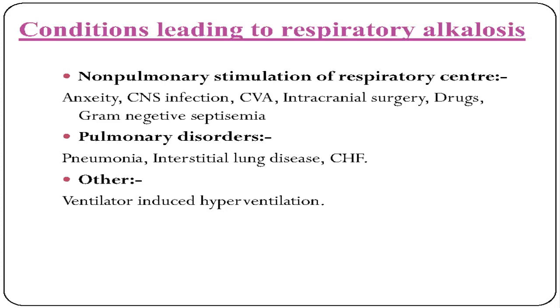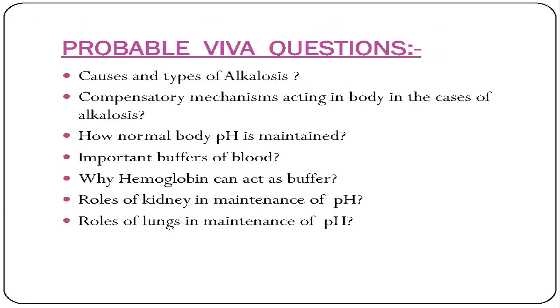By this time you have understood the conditions leading to respiratory alkalosis and metabolic alkalosis. Now we are coming to the end of the discussion. Remember that from the chart you will be asked some viva questions. What are the probable viva questions? These are the causes and types of alkalosis. The examiner may ask you the compensatory mechanisms acting in the body in case of alkalosis.